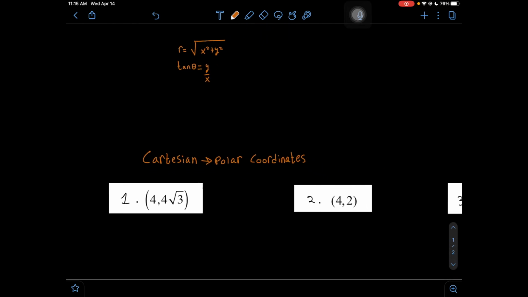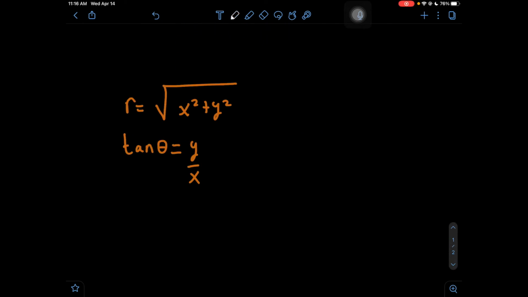Next, we're going to be doing conversions from Cartesian coordinates to polar coordinates. Well, now, there are 2 more equations we need to remember. Those being r equals the square root of x squared plus y squared, as well as tan of theta equals y over x. Now let's go ahead and apply these equations to our conversion from Cartesian to polar coordinates.